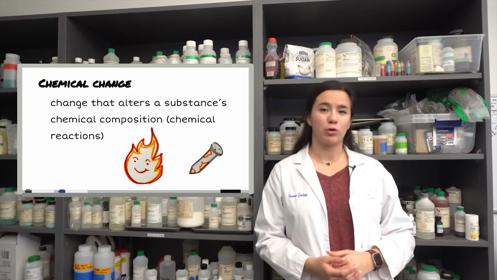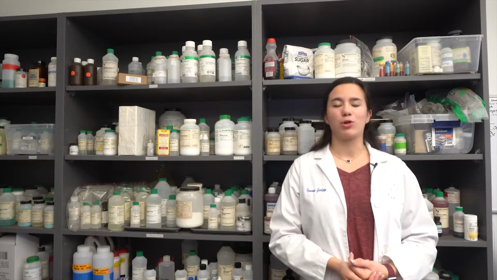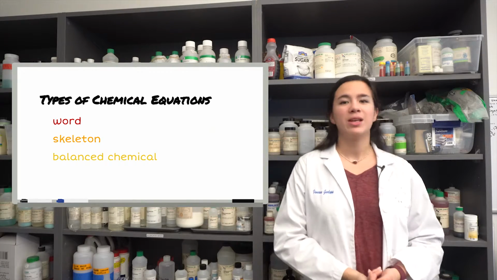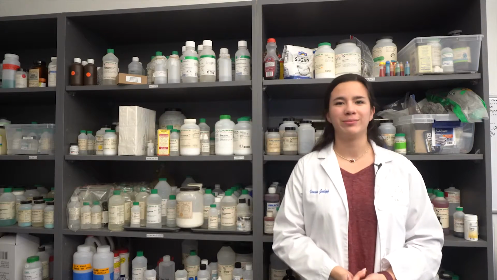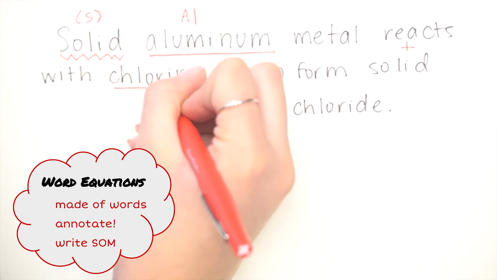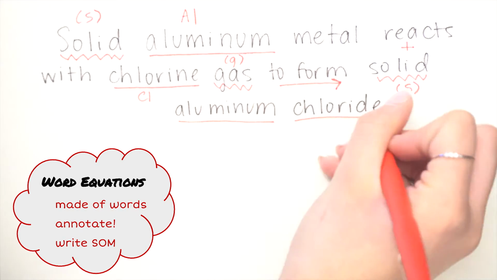A chemical change, on the other hand, alters a substance's chemical composition. These are most often represented by chemical equations. There are three main types of chemical equations: word, skeleton, and chemical. Word equations are made up of, well, words. They outline the equation without symbols and include important stuff like states of matter. I would recommend annotating these to help you set up your equations.